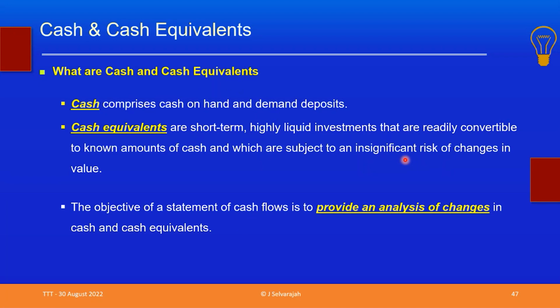All right, maybe you pay some bank charges. Otherwise, you'll get it in full. But you don't say, for 100,000, you get back 95,000. For 100,000, you get 99,500. That is a loss in value. That is not an insignificant risk of change.